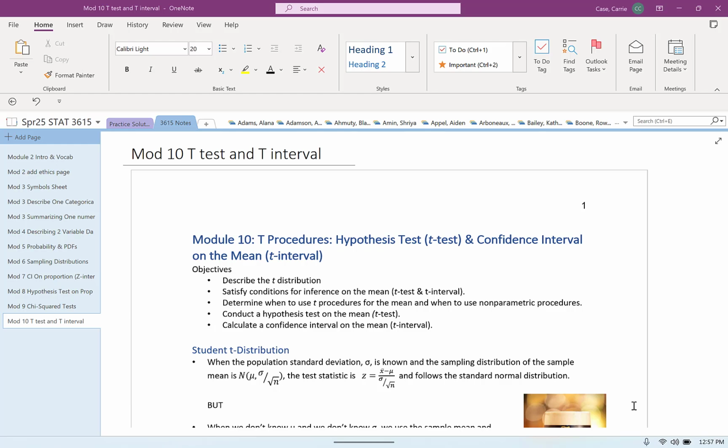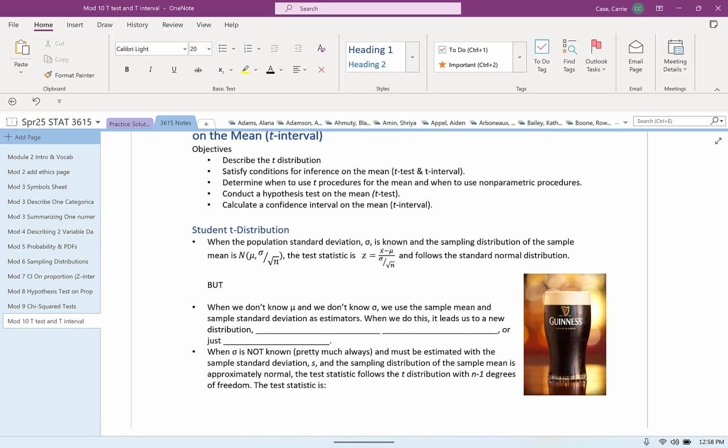Hey folks, so in this module, we are going to be doing the T procedures, specifically a T hypothesis test on the mean and a T confidence interval on the mean. But first, we need to talk about this new to you distribution. So this distribution, called the student T distribution, occurs when we don't have ideal situations.